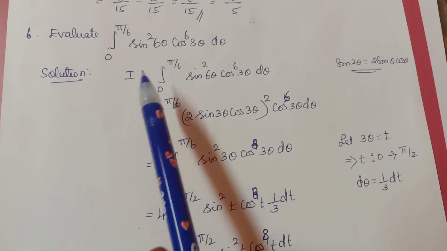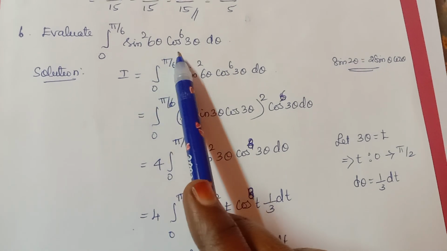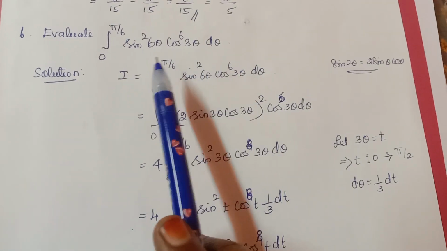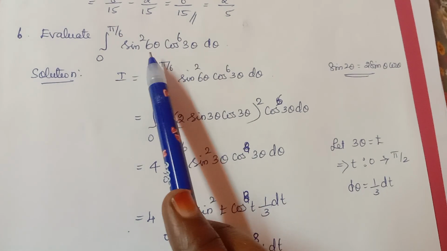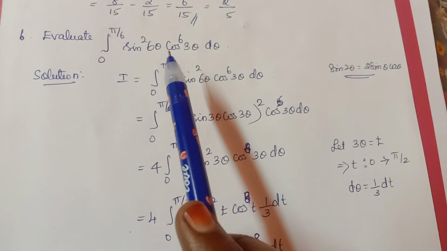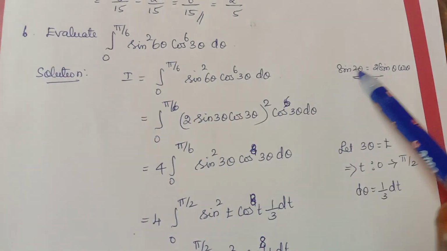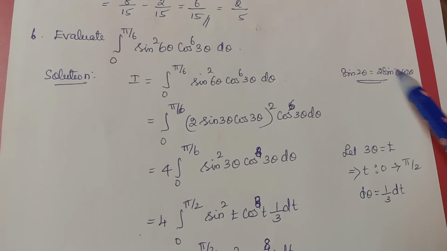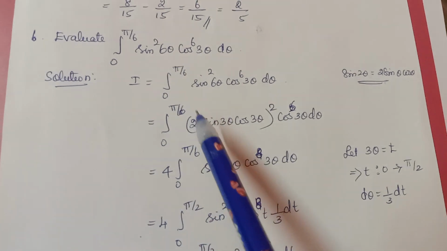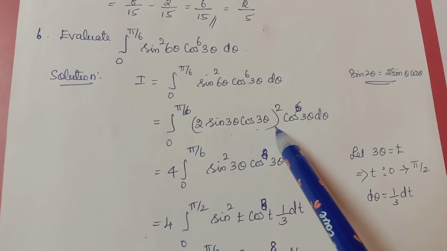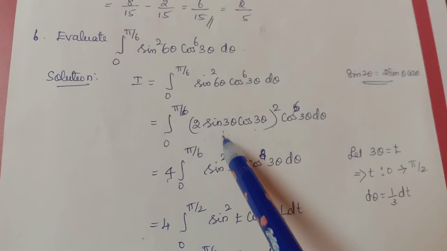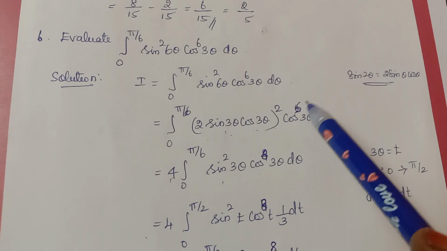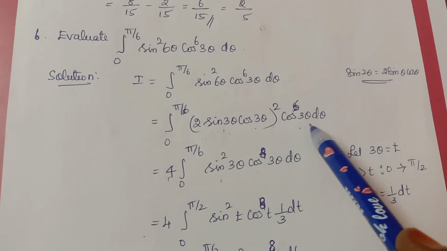Then one more problem. Evaluate the integral 0 to pi by 6 of sin square 6 theta into cos power 6 of 3 theta d theta. See here, 6 theta is there and 3 theta is there. First let us try to change both of them into the same function of theta. So the sin 2 theta formula is 2 sin theta cos theta. So sin 6 theta can be written as 2 sin 3 theta into cos 3 theta. So square is there, no? So the whole square. So it will be what? 4 into sin square 3 theta cos square 3 theta, right, into cos power 6 of 3 theta.